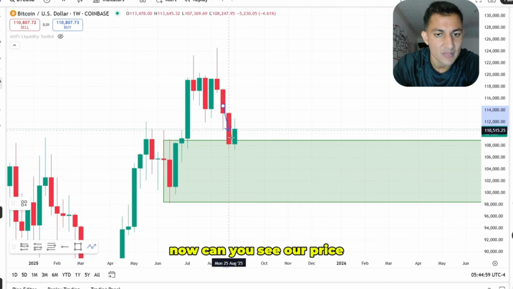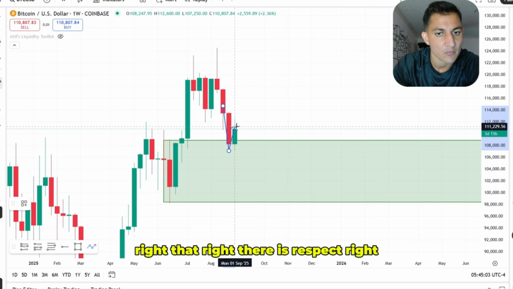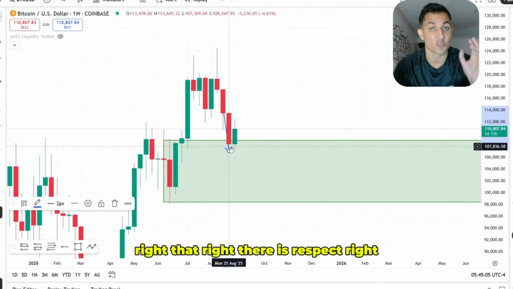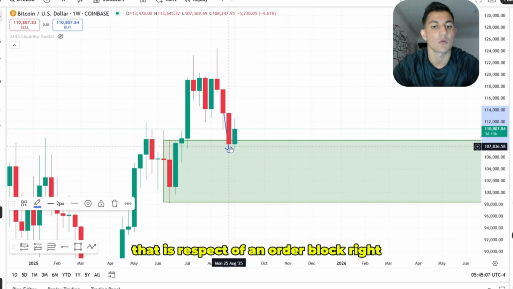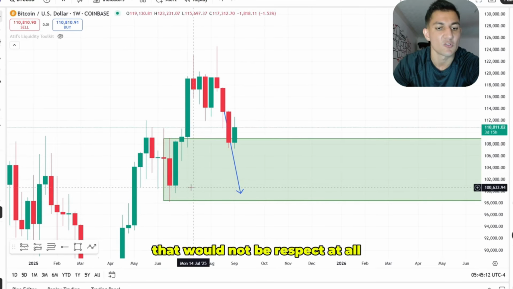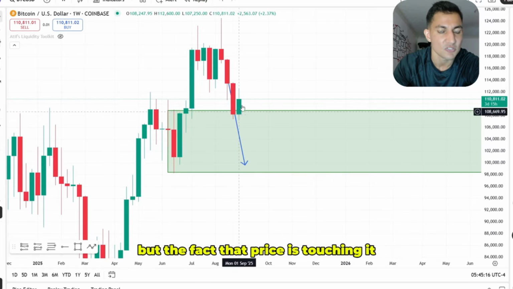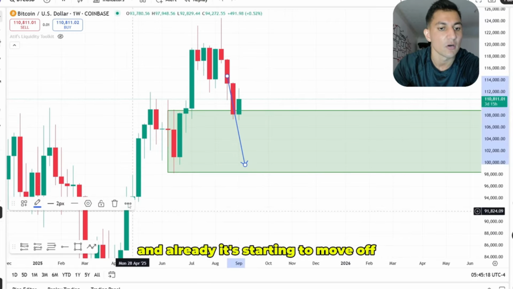Now, can you see how price taps this order block and instantly on the weekly chart starts to shoot off, right? That right there is respect of an order block, right? If price did this, if it came all the way down here, that would not be respect at all. In fact, we'd think price would come and take out this low here. But the fact that price is touching it and already is starting to move off is a very strong sign.